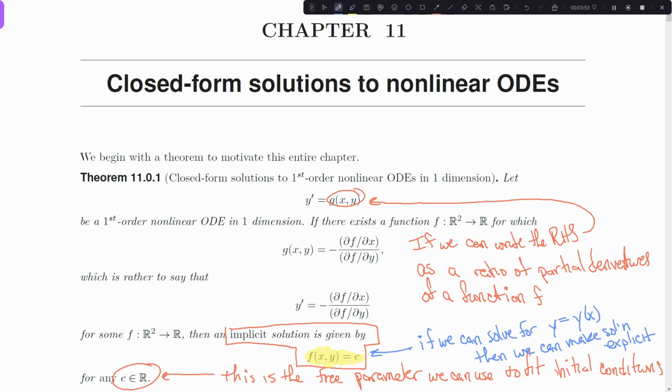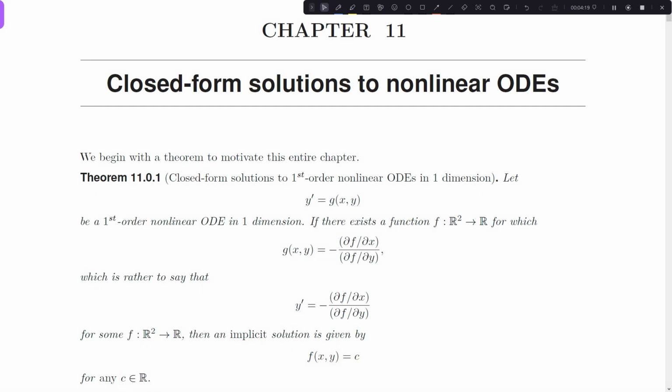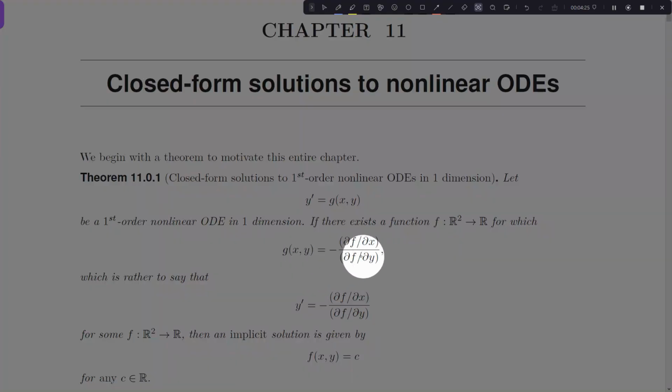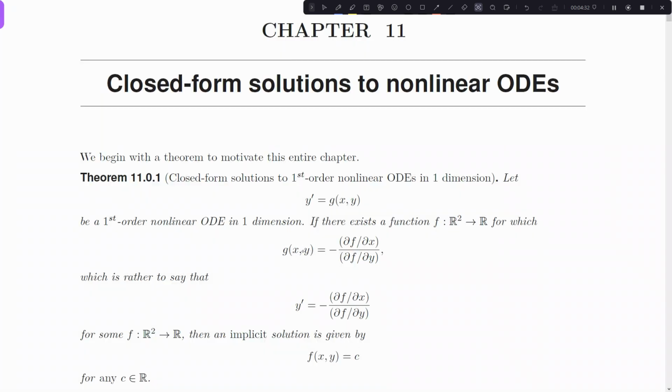Okay, but this is the overarching theorem. It just says, hey, if we can interpret g as a ratio of a partial derivative in x divided by a partial derivative in y, then whatever that function was, which we were able to take partial derivatives of and take a ratio and get g, if you set that function equal to a constant, you get an implicit solution. The rest of this chapter is basically saying, hey, how can I actually do this? Because it turns out figuring out what function exists so that when you take a ratio and set it equal to g, you get something meaningful, is not an easy thing to do. And so that's what the whole chapter is kind of built around.